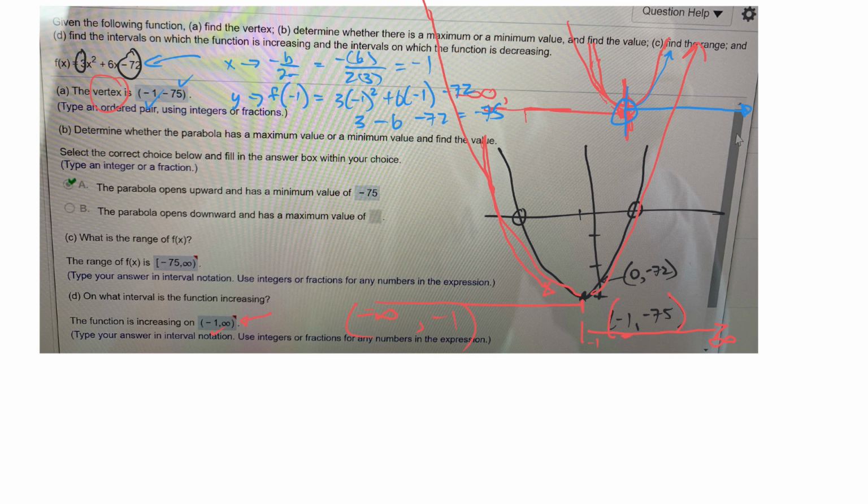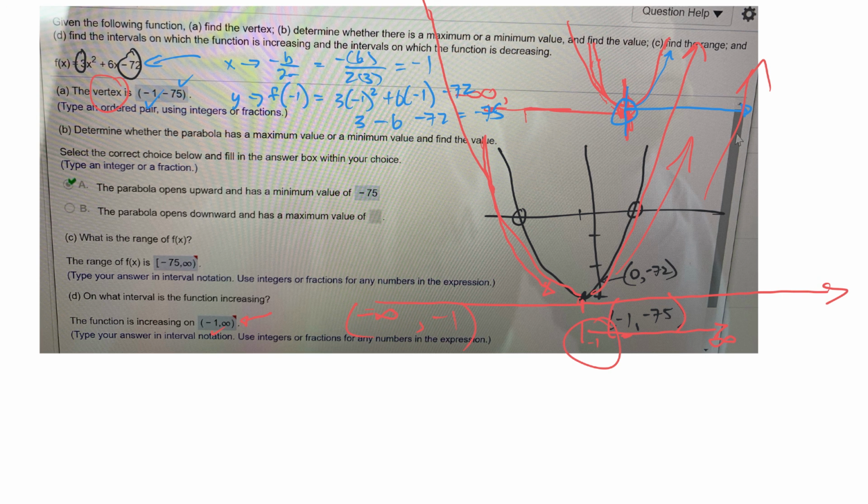But it's always going to be increasing in this interval. So if I go from my x from -1 and I keep going on to infinity, this graph is still going to be going up. Okay, so that's the interval.